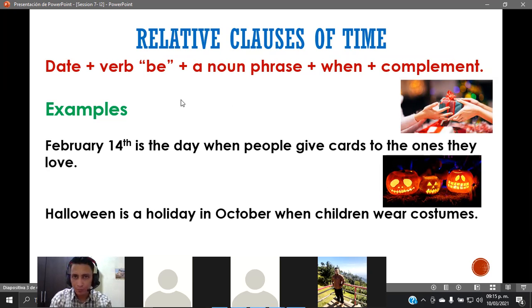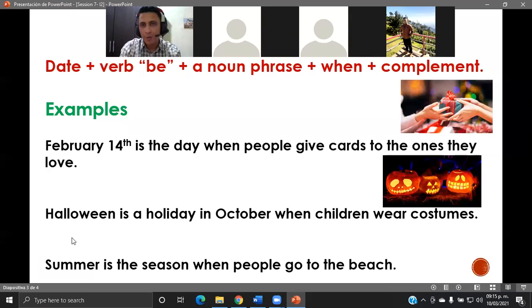Another example. Summer, that is a season. We have summer, winter, spring, autumn, etc. Summer is the season when people go to the beach. Okay? Summer is a season when people go to the beach. It's almost time to go, because yeah, we are in summer. Again, we have in this case a specific date, summer, and the verb be is, the noun phrase, in this case, the season, then the connector, when, and at the end we have a complement. People go to the beach, okay?